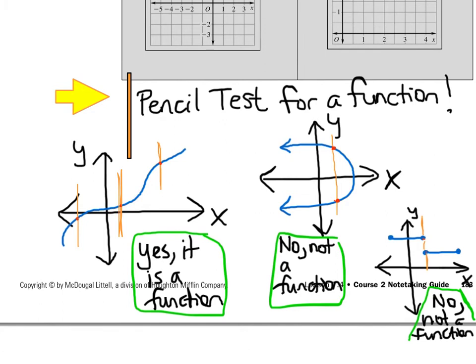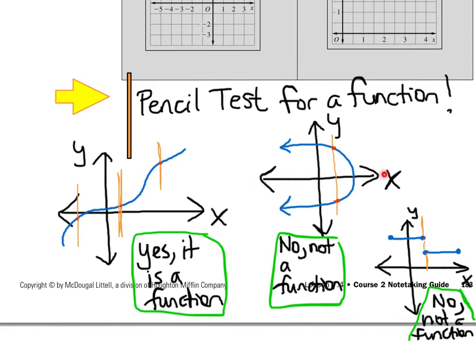So if I had this graph and I wanted to test it to see if it was a function, I would hold my pencil straight up and I would make sure that my pencil only touched the graph in one spot no matter where I moved it. And since no matter where I move it, it only touches in one place, then you could say, yes, that graph is a function. Now take a look at this one.